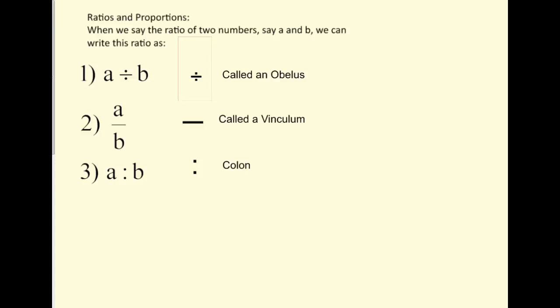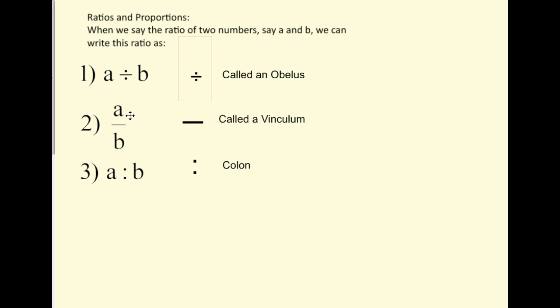Okay, let's talk about ratios and proportions. When we say the ratio of two numbers, let's say A and B, we can write this ratio as A divided by B using what's called an obelus, if I'm pronouncing it correctly. It's O-B-E-L-U-S. It's similar to what you find on money with the I in the pyramid.